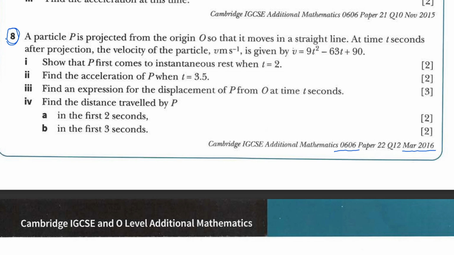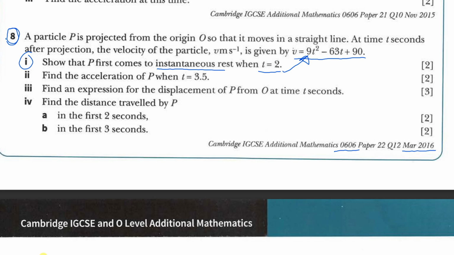It is written here, a particle P is projected from O so that it moves in a straight line. At time t seconds after projection, the velocity of the particle, v meters per second, is given by the velocity expression here. The first question asks to show that P first comes to instantaneous rest when t equals 2. How would you understand that at the time t equals 2 it comes to rest? After putting this value of t in the expression of the velocity, if we find that velocity becomes 0, then we can say it comes to rest at that point, t equals 2.